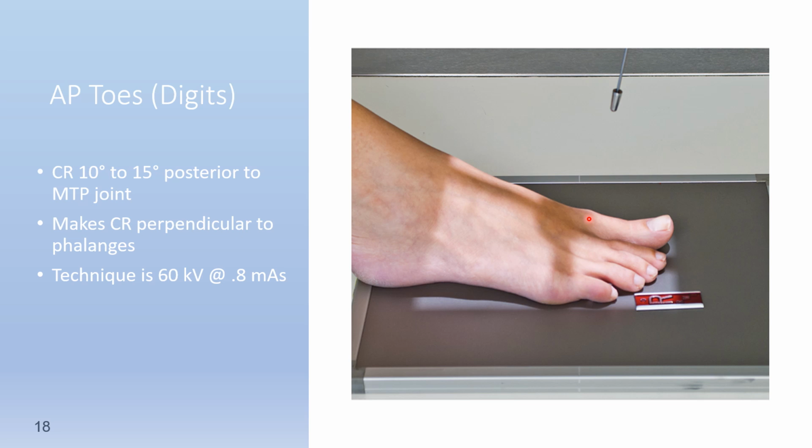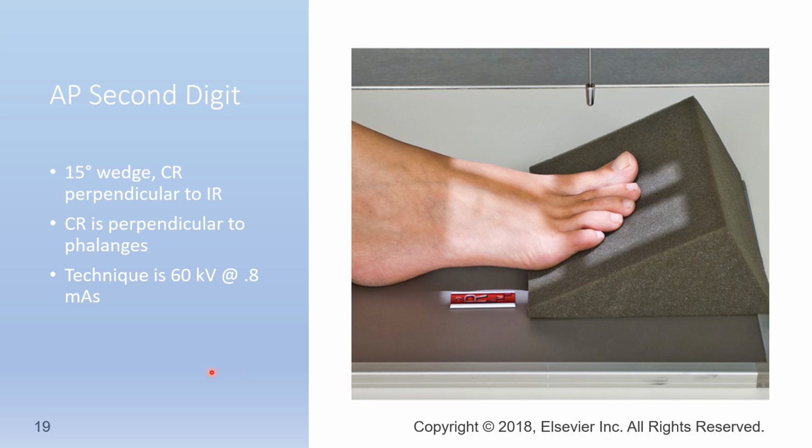Foot is a little bit different as far as being able to flatten it or not elevate, because of the arch, the metatarsals are at an angle, which usually means that the toes are not going to be flat, so you have to angle the central ray to be perpendicular to the phalanges. If you don't want to angle that, then what you can do is use a 15-degree wedge and place the toes on that 15-degree wedge, and then your central ray would be perpendicular.